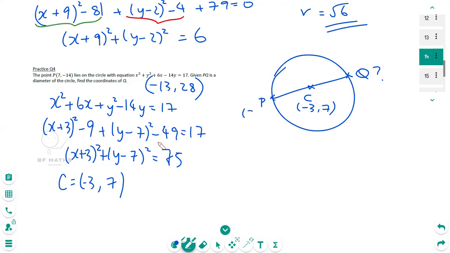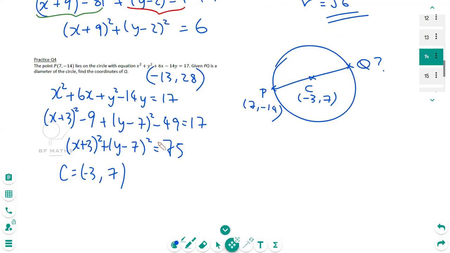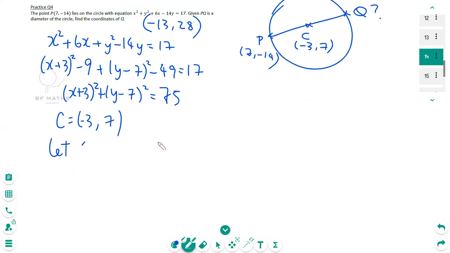So now we know C is (-3, 7). We know P is (7, -14). To work out Q, C is in the center. It's the midpoint of PQ. So we do a reverse midpoint thing. We let Q be (x, y). So what we know is (7 plus x) over 2 equals negative 3.